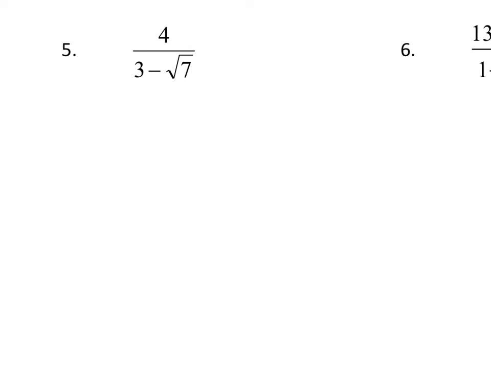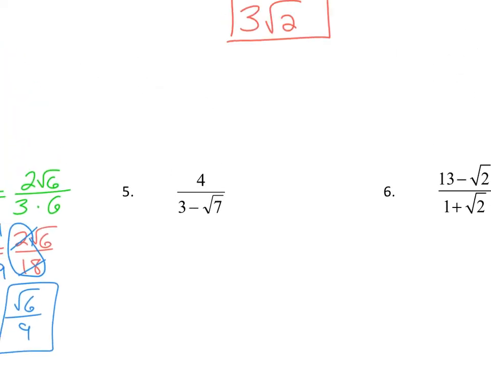On number 5, where you've got 4 divided by 3 minus radical 7, some things to point out here is that you do not have anything that'll simplify. You can't take 4 divided by 3, can't take 4 divided by square root of 7. This time you actually have 2 terms though. So you've got 2 terms in your denominator. What that means for us is that now we're going to have to do something a little different.